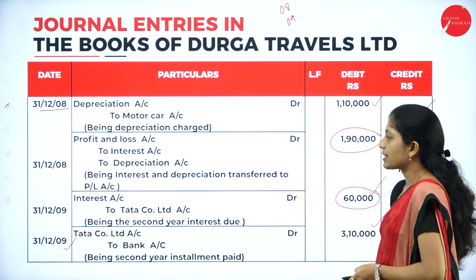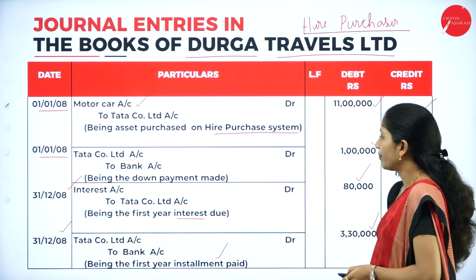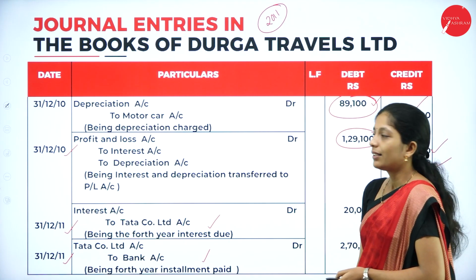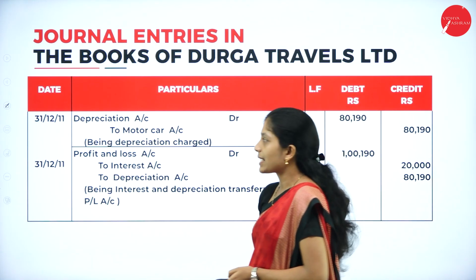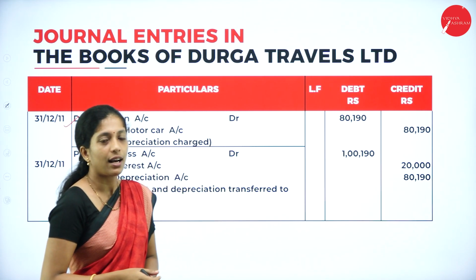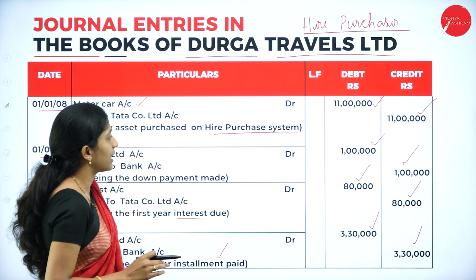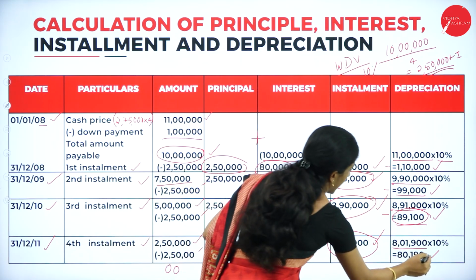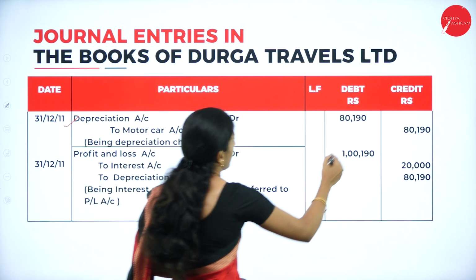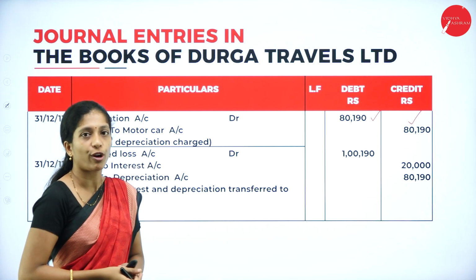Now go through the fourth year installment. So what is fourth year installment? That is 2,70,000. So write 2,70,000. Next, for charging depreciation, that is the end of 4th year, 31st/12/2011, depreciation account debit to motor car account being depreciation charge. See what is 4th year depreciation. So depreciation is 80,190. So write that 80,190. And a last transaction is transfer interest and depreciation to profit and loss account.